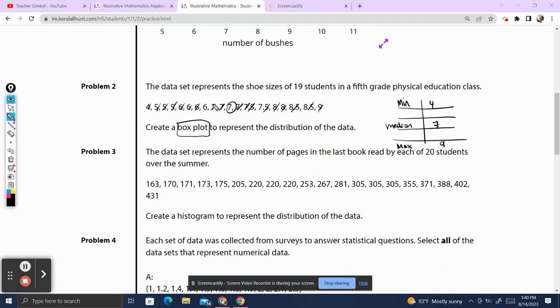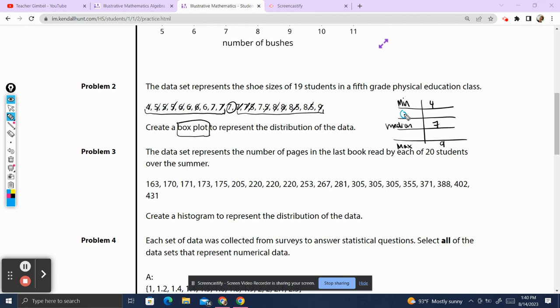And then the next thing I'm going to do is underline my half of data on the left and half of data on the right. I know I've got some things crossed out, but we can do this. This is my bottom 50% of data. This is my top 50% of data.